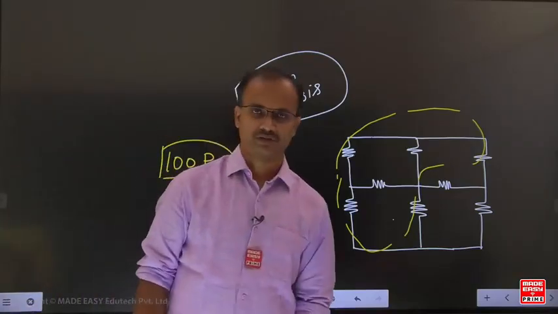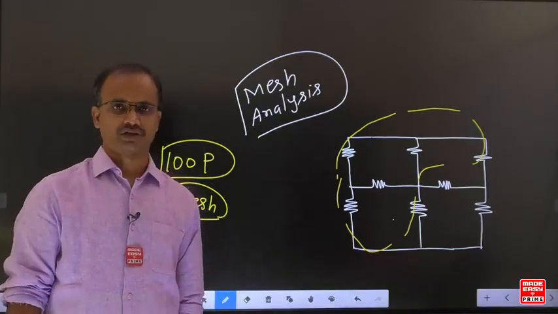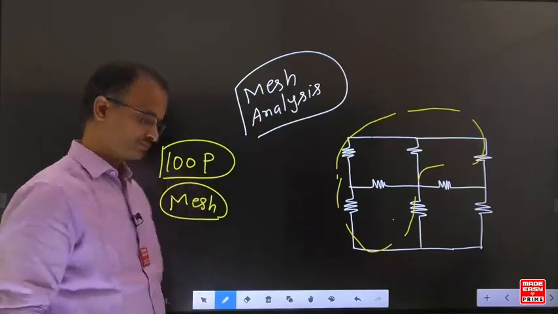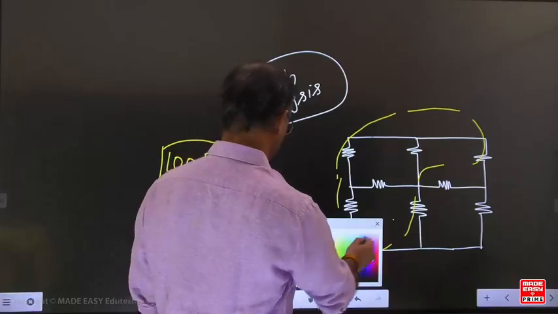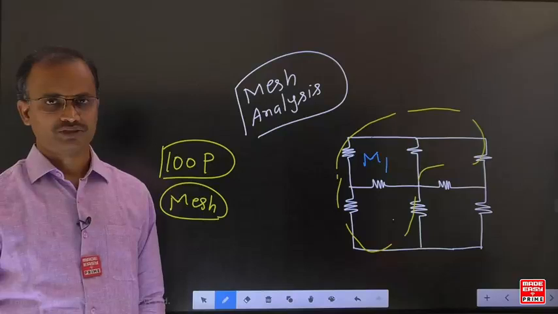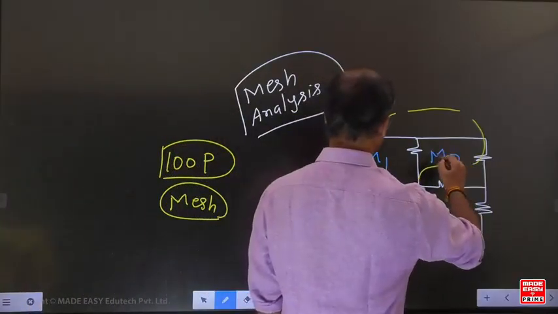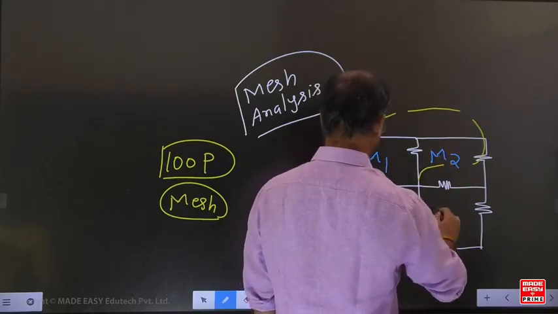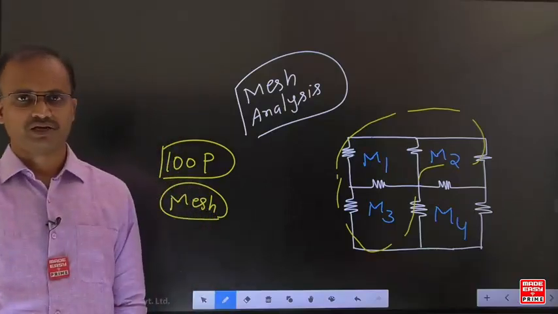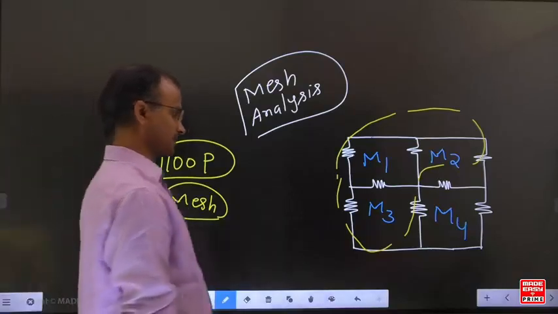Then let us see what is the difference between the loop and the mesh. Here the mesh is a loop that does not consist of any inner loop. Now it is mesh 1. It is mesh 2. It is mesh 3. It is mesh 4. Mesh is a loop that does not consist of any inner loop. Now, how many meshes are present in this example?